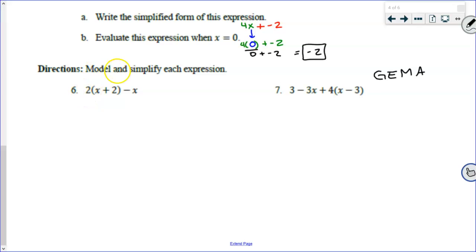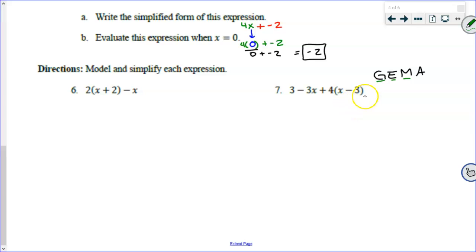So on number 6, are there any grouping symbols? Yes. But can you simplify what's inside of the grouping symbols? Can you combine x and 2? No. So those grouping symbols are there for another reason. So although yes, there are grouping symbols, we can't do anything with those grouping symbols, so we're going to move on. E for exponents. Any exponents? No. M for multiplication?